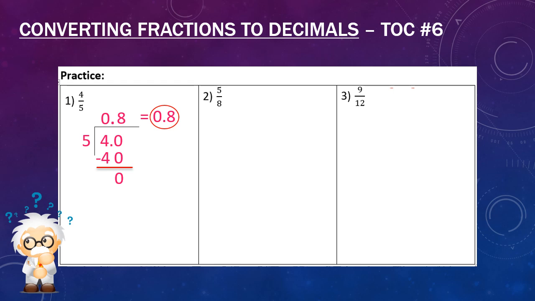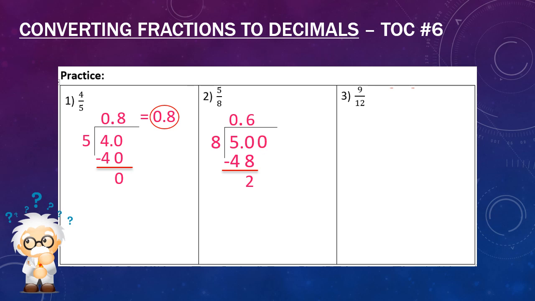And number 2, let's jump to number 2. We have 5 divided by 8, or 5/8. 5 is going to go inside the house with a decimal point and a 0. 8 goes outside the house. And I know 8 doesn't go into 5 because 5 is smaller than 8. So now I have to ask myself, how many times does 8 go into 50? The answer is 6. 8 times 6 is 48. I'm going to subtract, and when I subtract, I get 2.